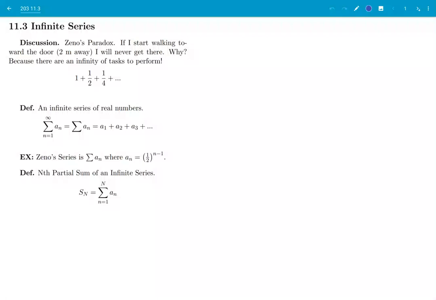Okay, 11.3 infinite series. Pause and copy all this.